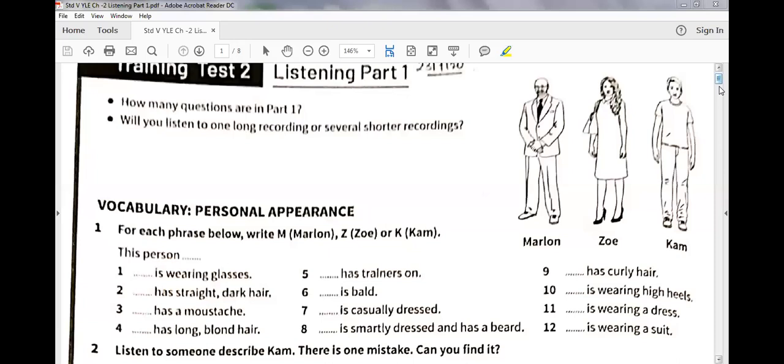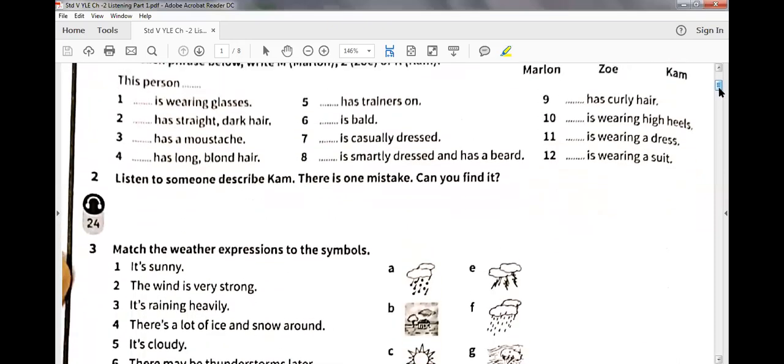Yes. So there was one mistake in the description of Cam, and this is the mistake. What was the mistake? That he is not wearing a belt. He is not wearing a belt.